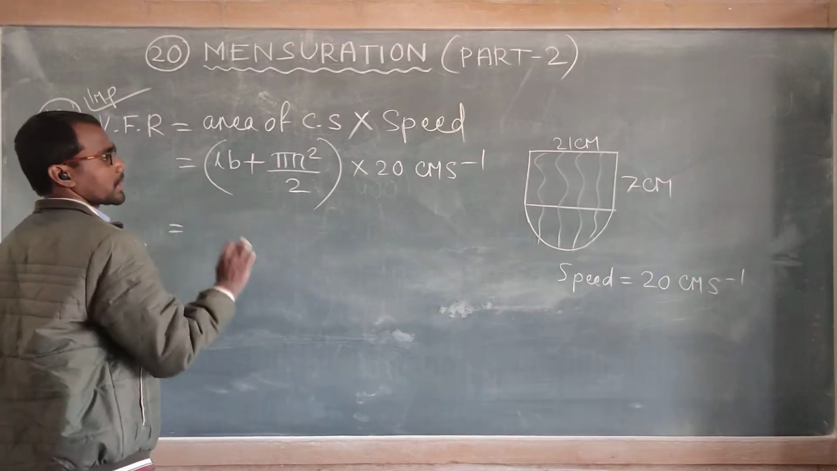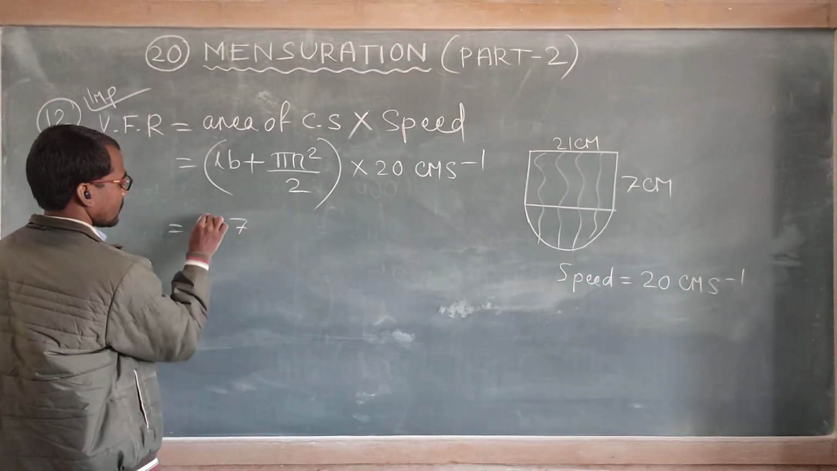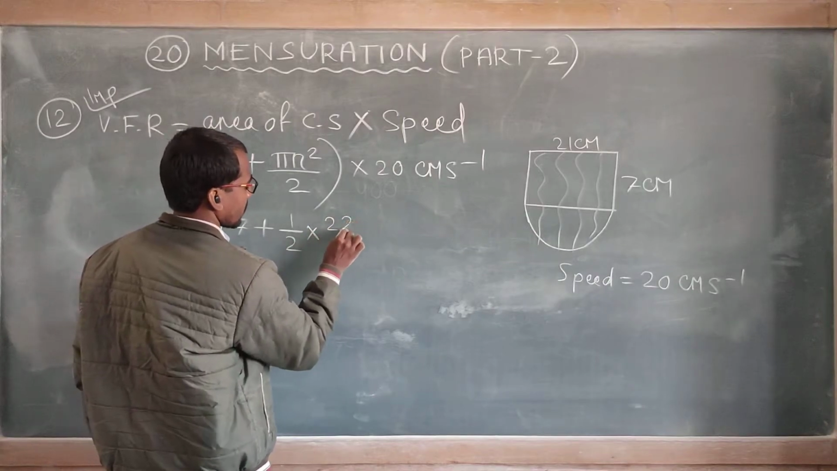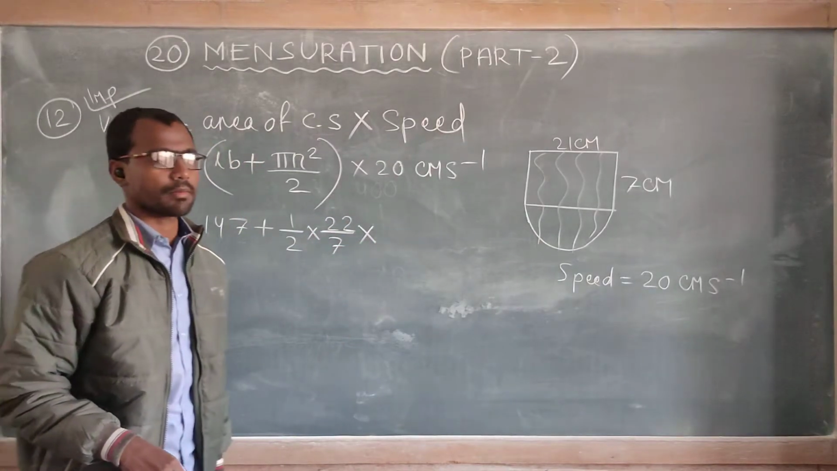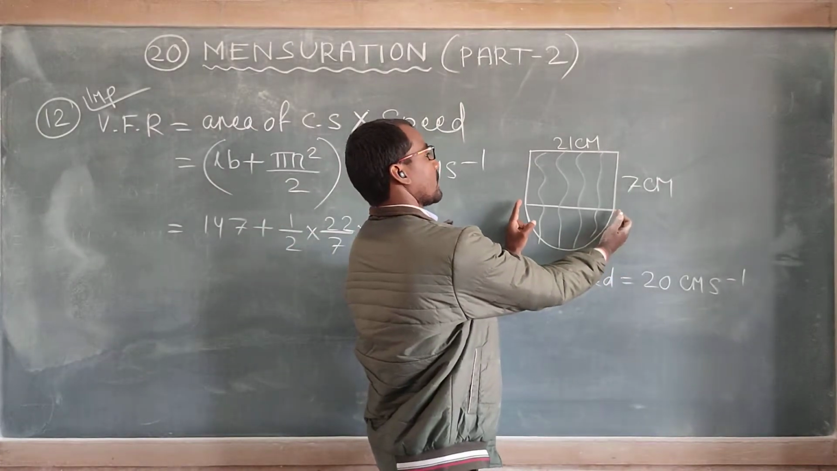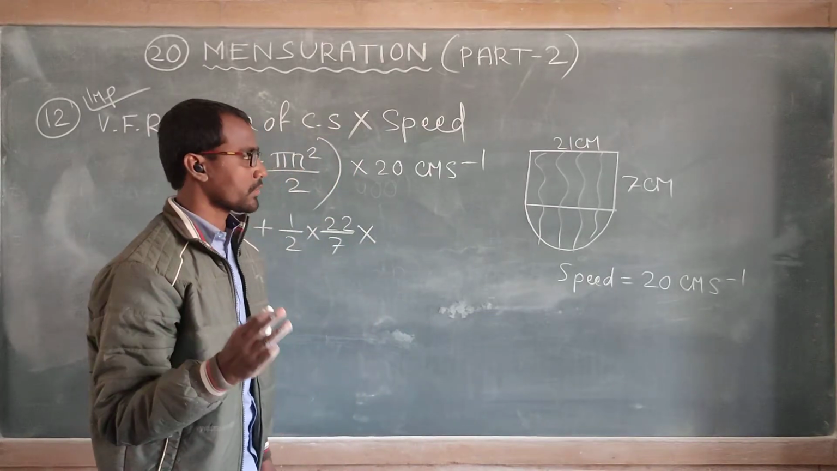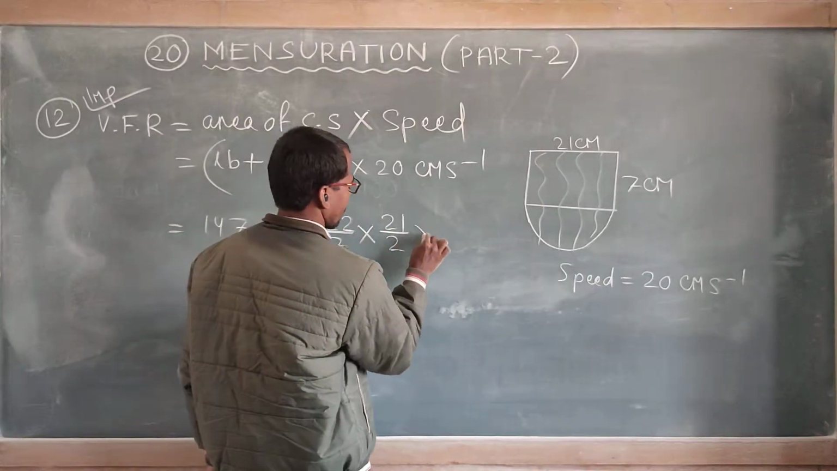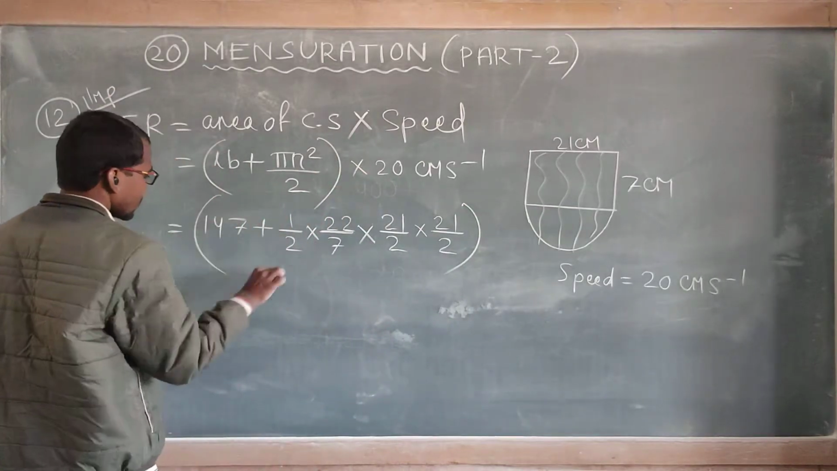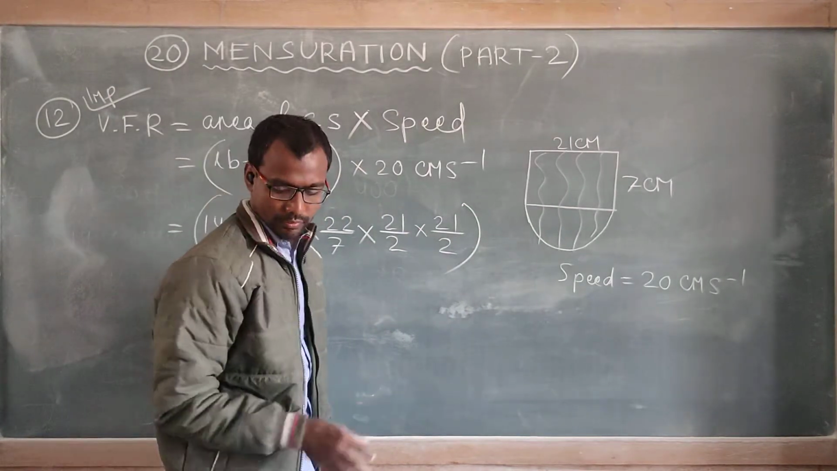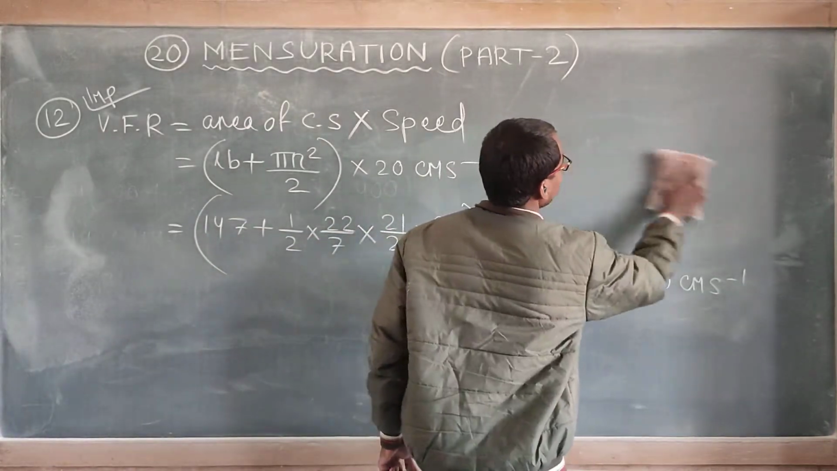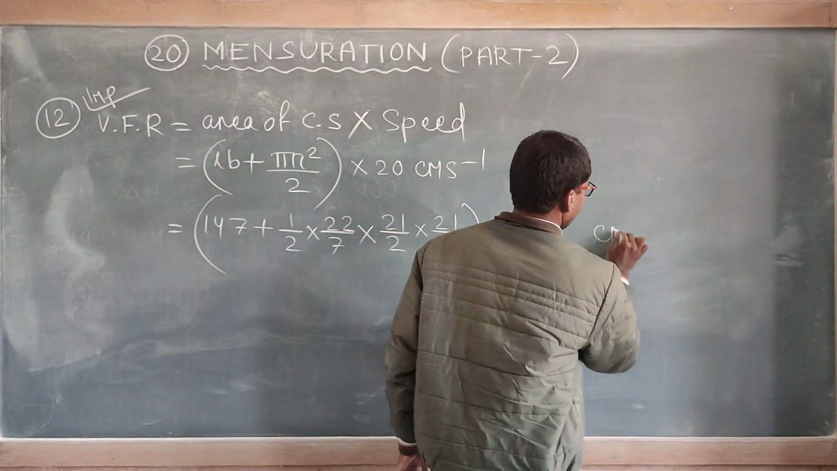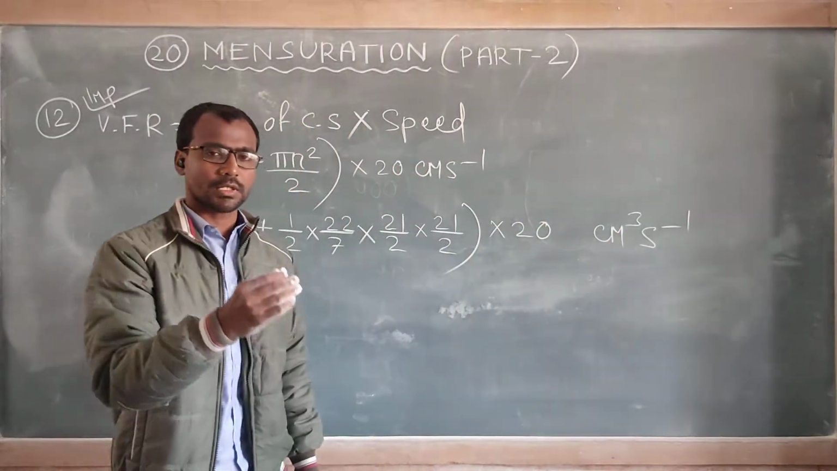Let us put values. LB means 21 into 7, which is 147, plus 1 by 2, pi means 22 by 7. Now the radius of the semicircle: you can see this is the diameter of the semicircle, which is 21. If diameter is 21, radius will be 21 by 2. So 21 by 2 whole square means 21 by 2 into 21 by 2. So this is the area of cross section of the channel, into 20. And the unit will be cubic cm per second, because this is volume flow rate.